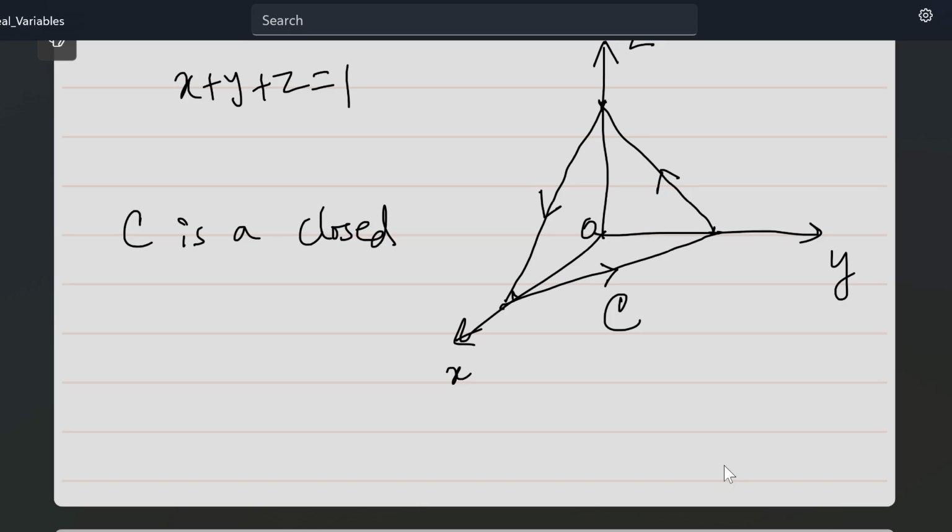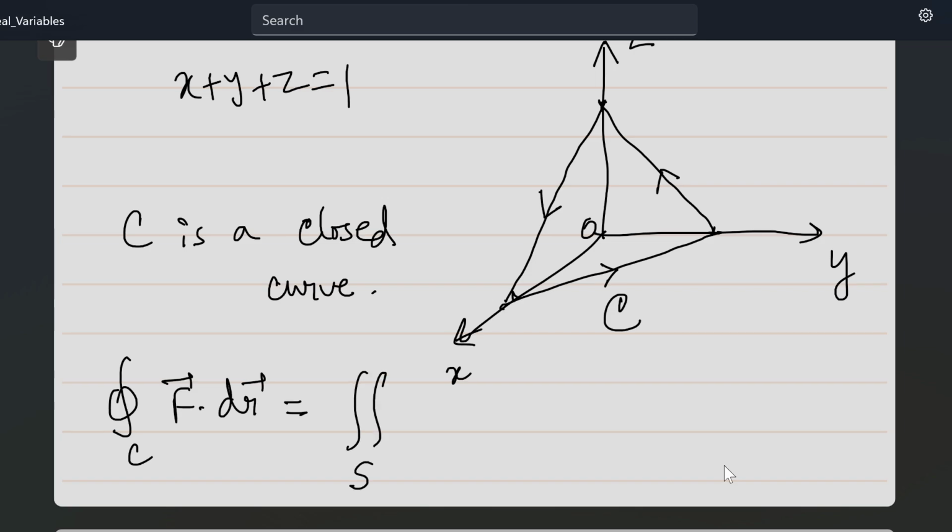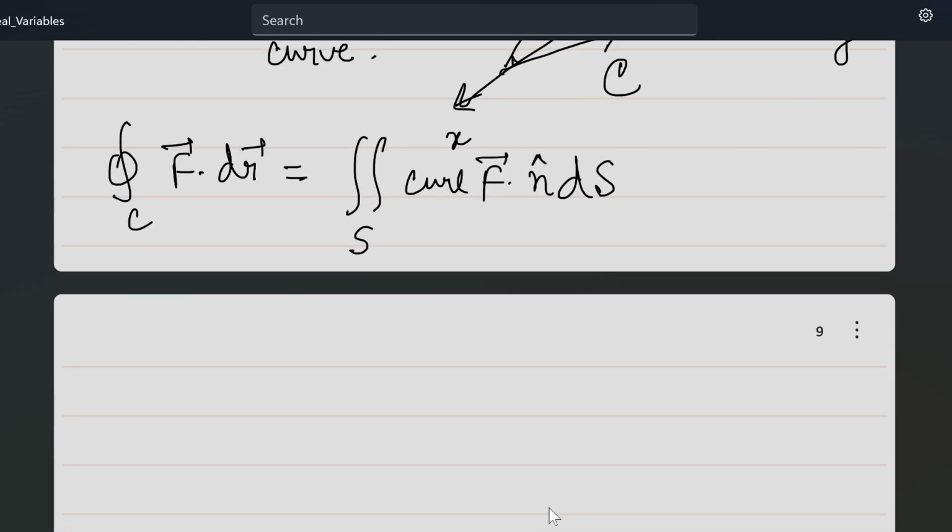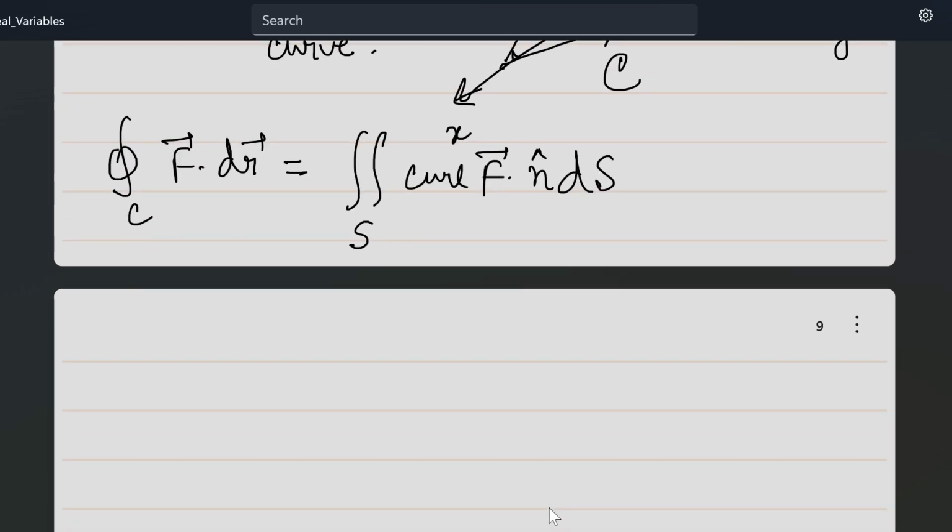So you are in good shape, you can apply which theorem? Green's theorem. No, Green's theorem is for a plane. You have to apply Stokes' theorem. Do you know Stokes' theorem or should I tell? Yeah, I know it. Okay, so what is the difference between Green's theorem and Stokes' theorem? Tell me.